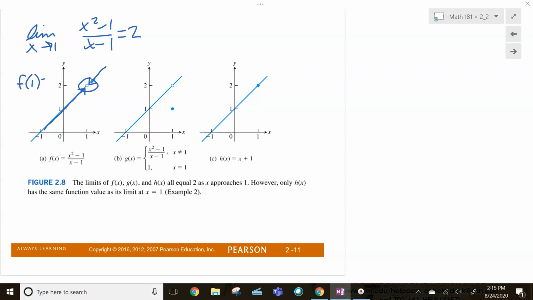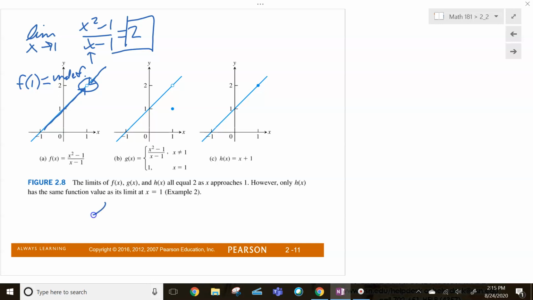Now, if I was to ask you, what's the functional value when x is 1? What's f of 1? You say, well, there's a hole there. It's undefined. If I plug 1 in to this, I get a 0 on the bottom. The functional value is undefined, but the limit, it's getting arbitrarily close to 2. It's agreeing.